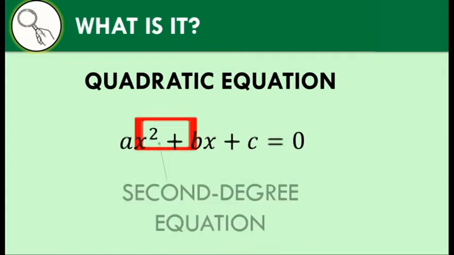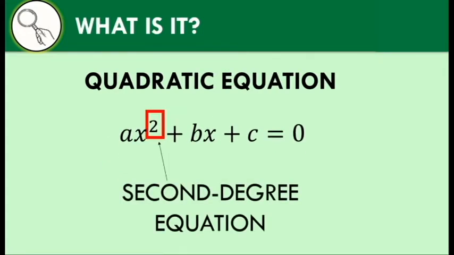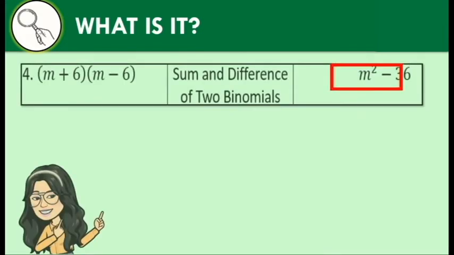Now this quadratic equation, with the first term as ax squared, notice that our exponent there is 2. That's why quadratic equation is also termed as a second degree equation. Again, because the highest degree is 2.